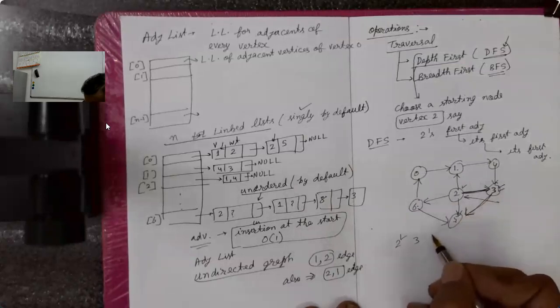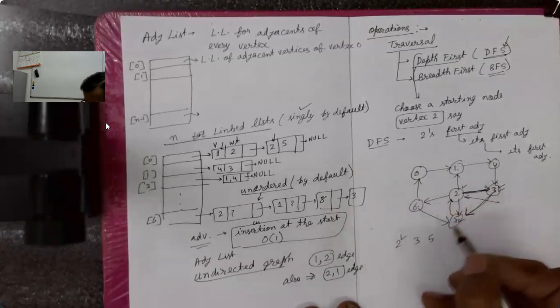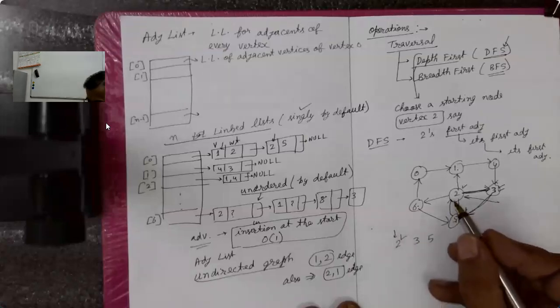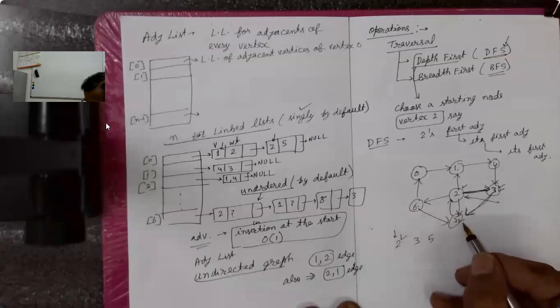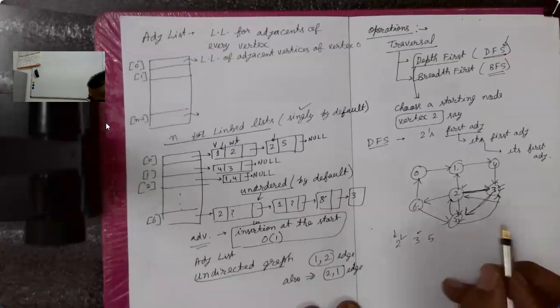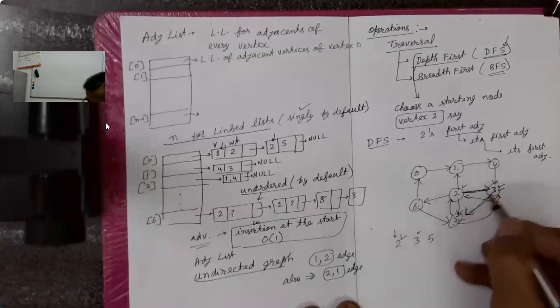So 3 has one adjacent, 5. I will go to 5. 5 might have many adjacents, including 2 also. So I will say, okay, 5 has an adjacent 2, but 2 is already traversed, so not traversed again. Any other adjacent of 5? Let's say 3 is also adjacent, but 3 is also already traversed. Nothing to be done. 5 is over now. We will resume at the previous 3. No other adjacent available. So 3 is also over.